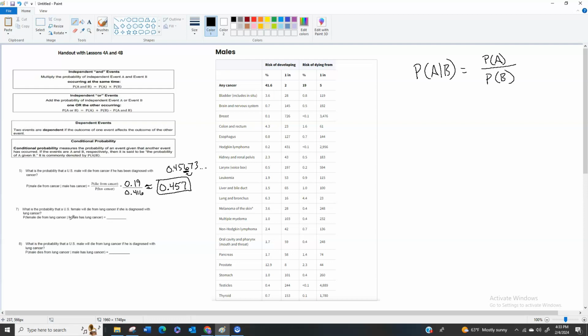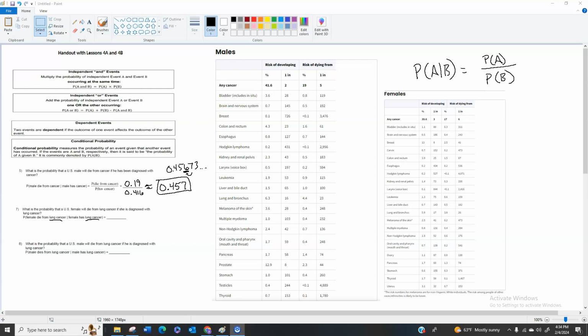Now, the next one says, what's the probability that a U.S. female will die from lung cancer if she's diagnosed with lung cancer? So now we're only going to look at lung cancer. We're not going to look at all cancer, and we're going to look at females. Okay, so now I went over and pulled the female data. So this is males, this is females. So I'm going to go over here to the females, and it says lung cancer if have lung cancer.